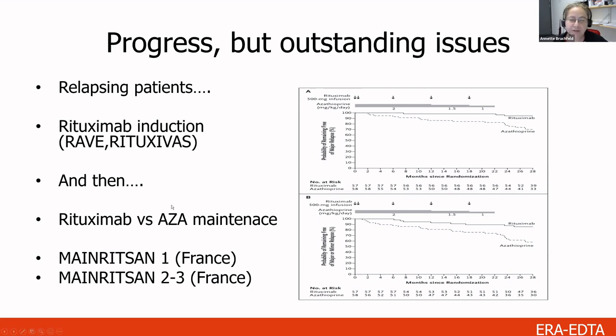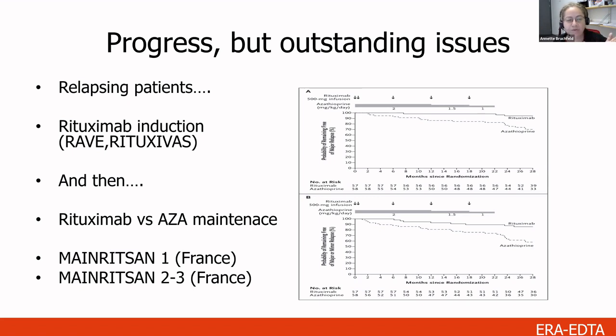Looking at maintenance. So there have been a number of maintenance trials looking at rituximab versus azathioprine, and these are mainly from France, and the main one is MAINRITSAN 1. The results show that newly diagnosed patients were randomized to maintenance with rituximab or azathioprine, and here the probability for relapse was greater in the azathioprine group. And then the French group has continued with different variations on this type of trial.